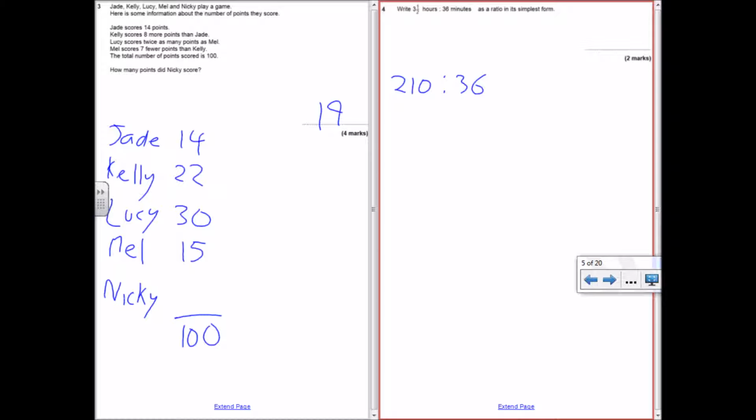Then we just need to simplify that. One way we can simplify is by halving both sides to get 105 to 18. And then we can simplify that further by dividing both sides by 3 to get 35 to 6. And that's as simple as it gets.